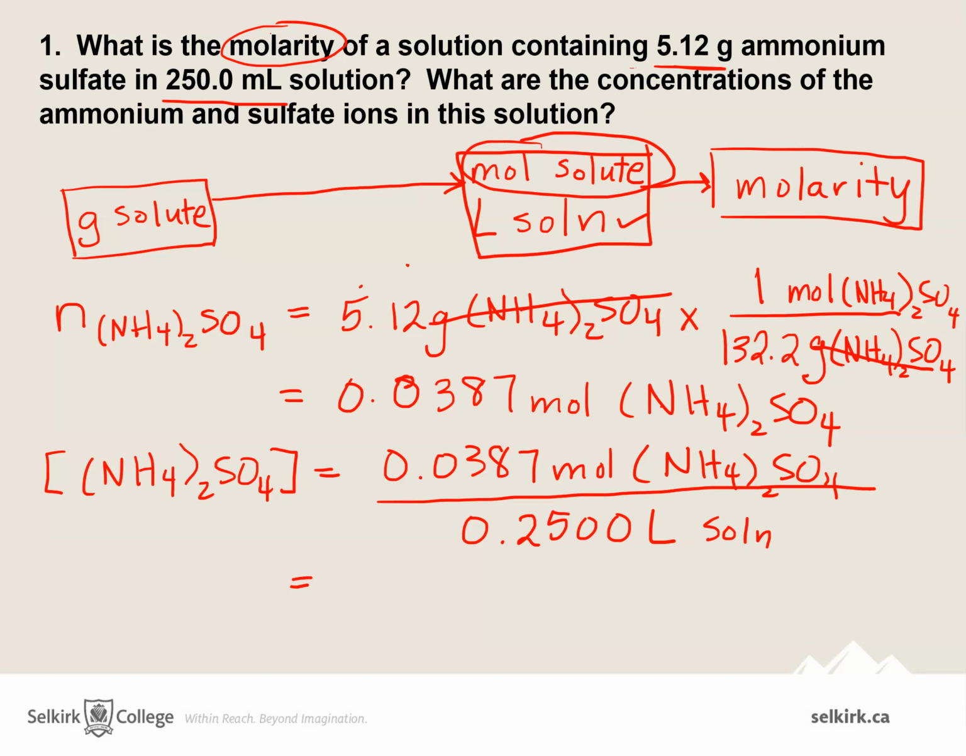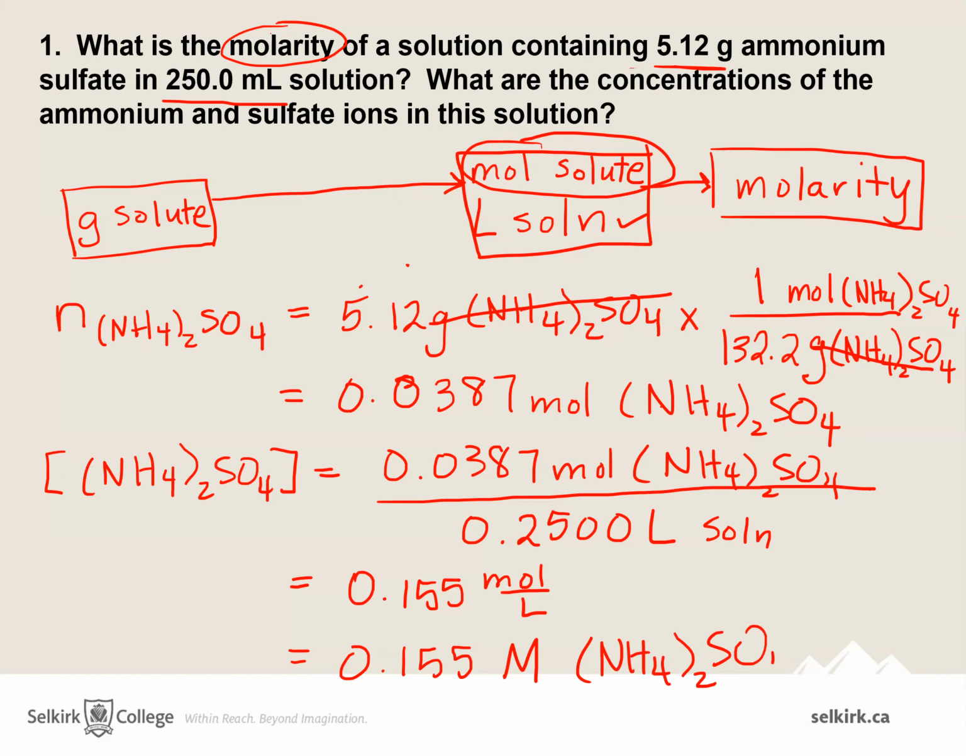So I've got the unrounded value in my calculator divided by 0.2500 to the 3 significant figures I'm allowed. That is 0.155 moles per liter. Another way to say moles per liter, we often say capital M for molar. So I can say equivalently 0.155 moles per liter or 0.155 molar ammonium sulfate. Either is fine, don't need both.